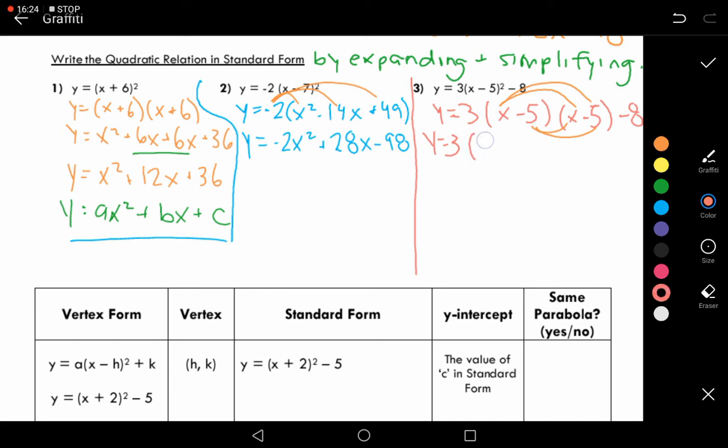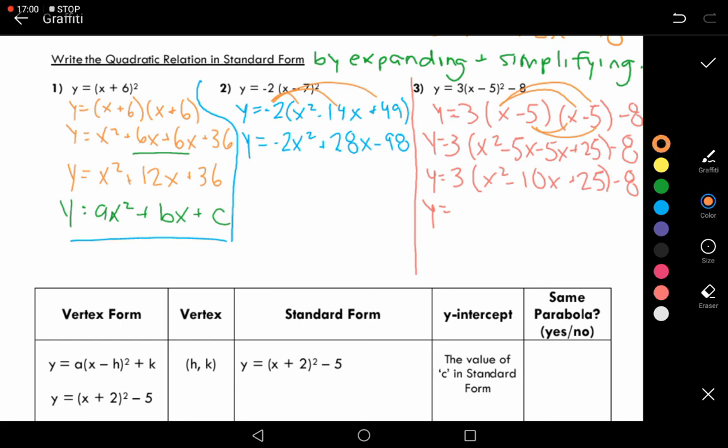X times x is x squared. X times negative 5 is negative 5x. Negative 5 times x is negative 5x. Negative 5 times negative 5 is 25. And don't forget about your minus 8. Okay, that's not involved in the distribution because it's not in the brackets. My next step will be to simplify inside my brackets, so that just means collect my like terms. Negative 5 minus 5 is negative 10. And that negative 8 is coming along for the ride.